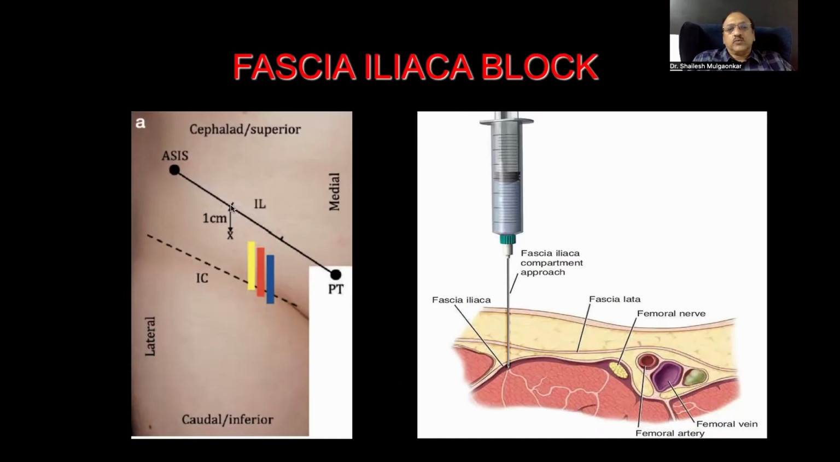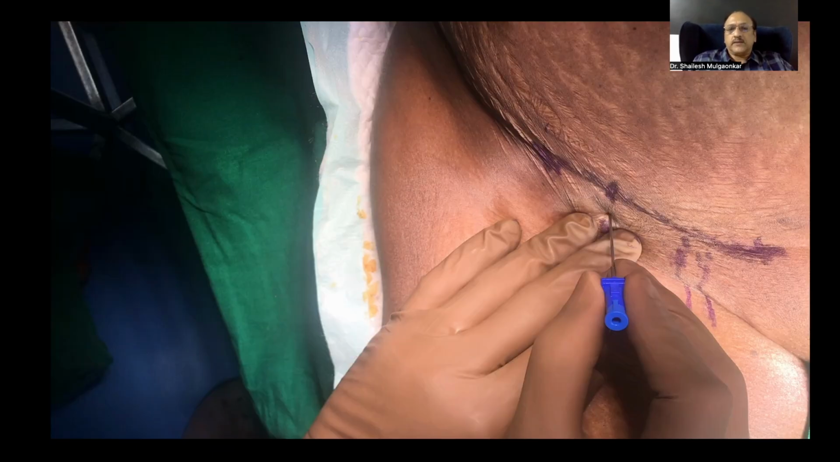So now the landmarks are the anterior superior iliac spine and the pubic tubercle. Divide into medial 2/3 and lateral 1/3. Go 1 centimeter below this junction and then go perpendicular to the skin. The first pop is the fascia lata, the second pop is the fascia iliaca. Then keep on aspirating and injecting.